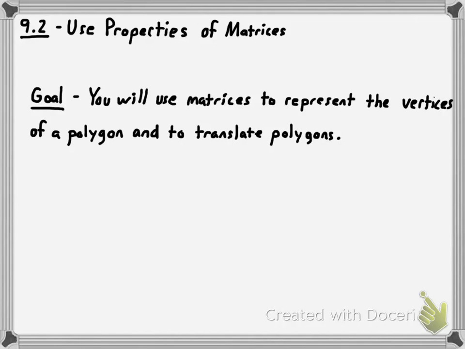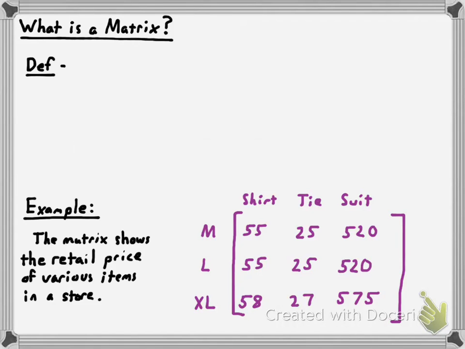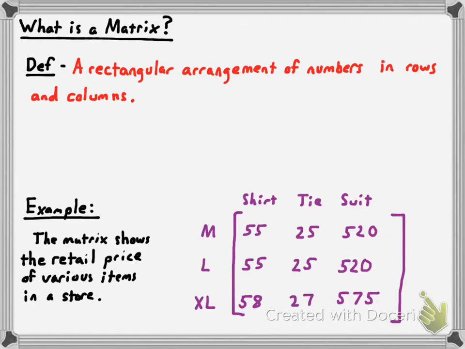All right, and the goal for this video is that you're going to use matrices to represent the vertices of a polygon, and we're going to use matrix addition in order to translate polygons. Well, first question then is, what is a matrix? I have a matrix down here to exemplify what a matrix is, and let's write the definition now. A matrix is a rectangular arrangement of numbers in rows and columns. And that's exactly what you see right here. You see rows and columns of numbers.